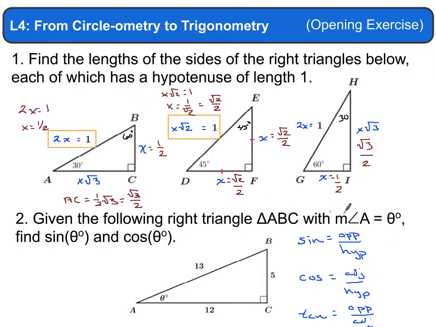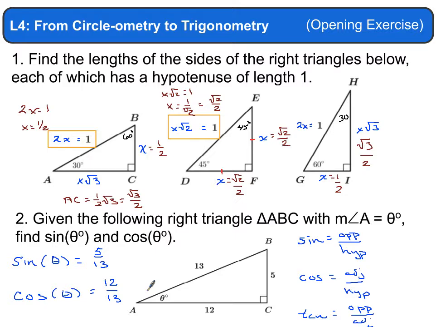And so if they're asking us to find the sine of theta, sine is opposite over hypotenuse. So sine of theta, opposite is 5, hypotenuse is 13, so it's 5 over 13. And if we wanted to find the cosine of theta, that would be adjacent over hypotenuse. So adjacent would be 12, and the hypotenuse would be 13. So that wraps up our review of geometry that's going to lead us into where we're going today.